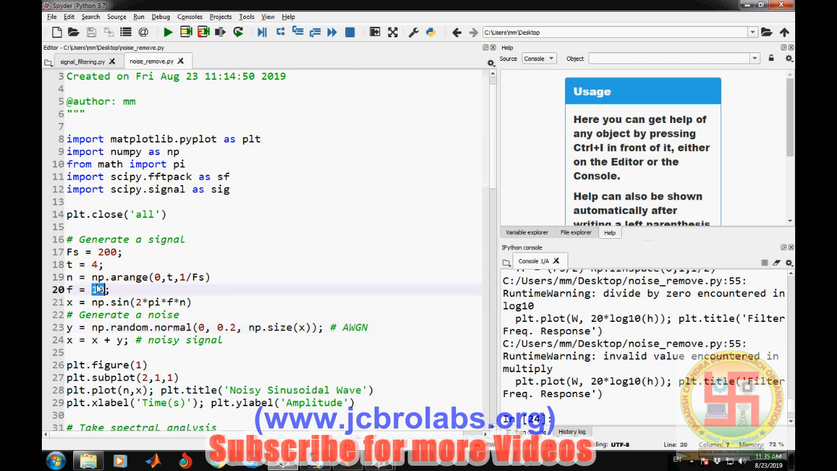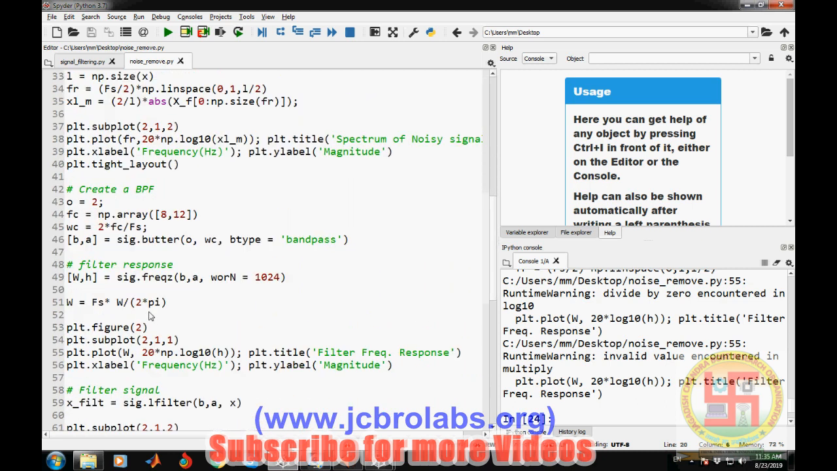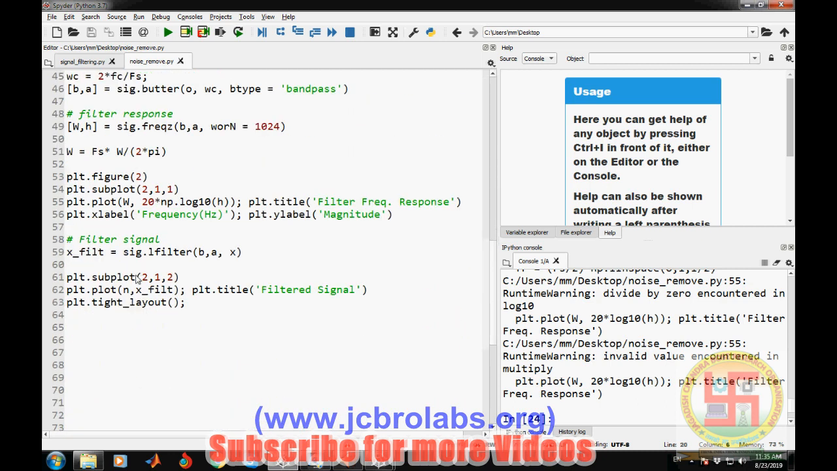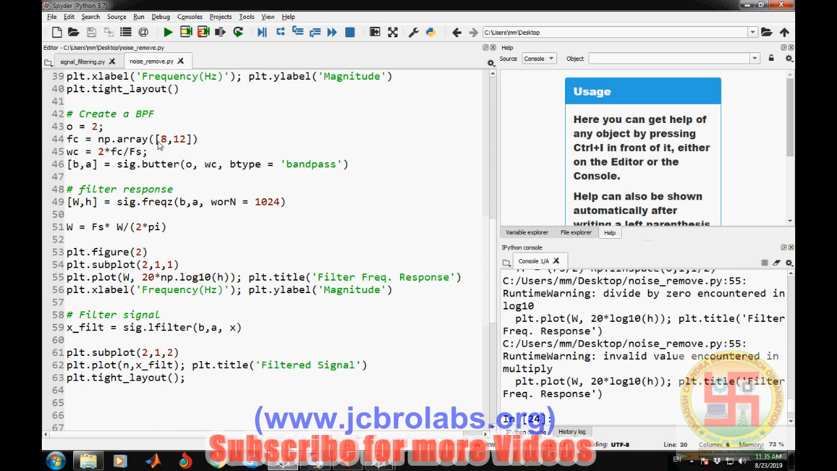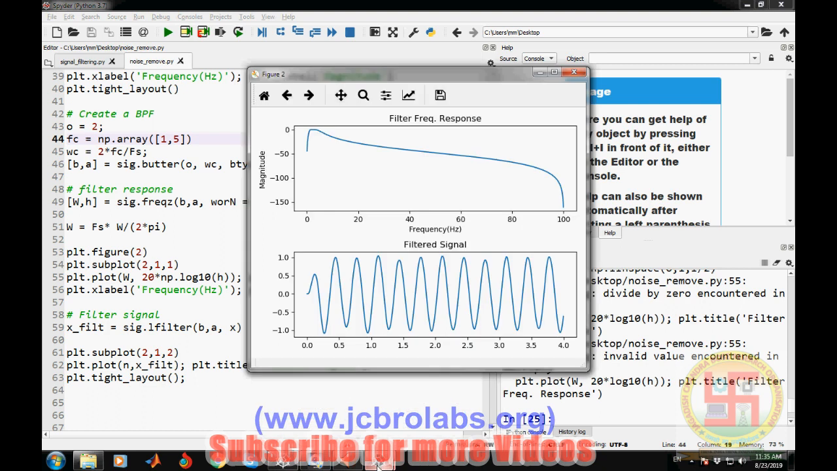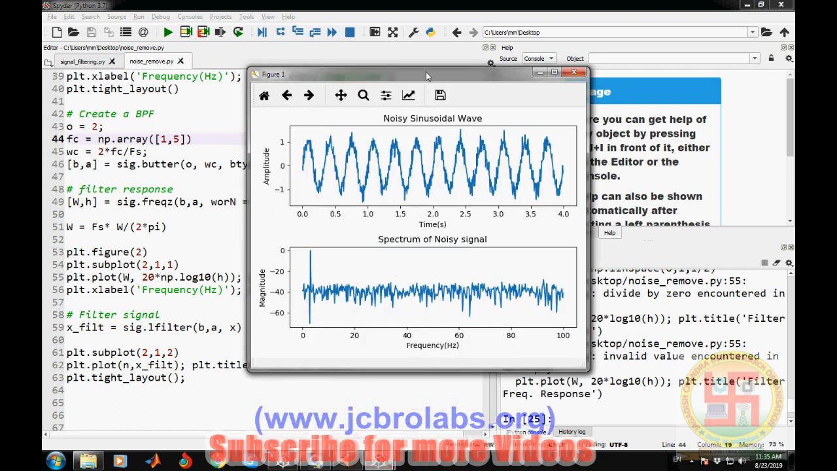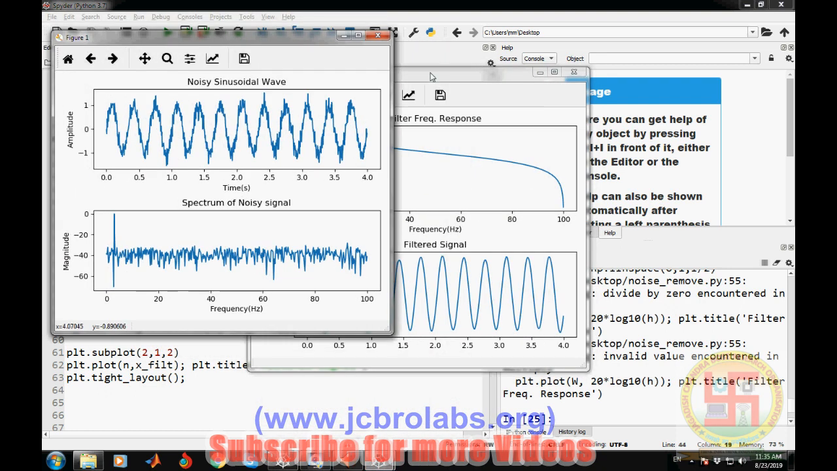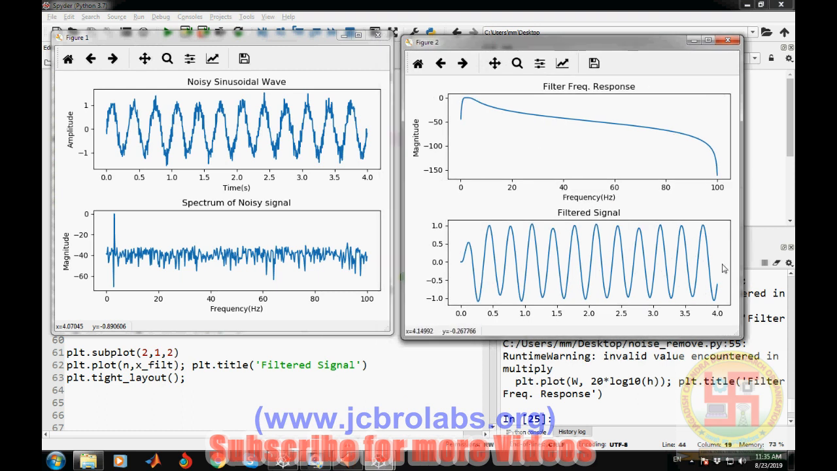And let's say the sampling frequency we are having is 3 hertz, so we need to change the cutoff frequency here, right? So now it should be 1 to 4, or we can say 1 to 5. Let's run it and check. Okay, so this is a noisy signal of 3 hertz and this is a clear, filtered signal of 3 hertz.